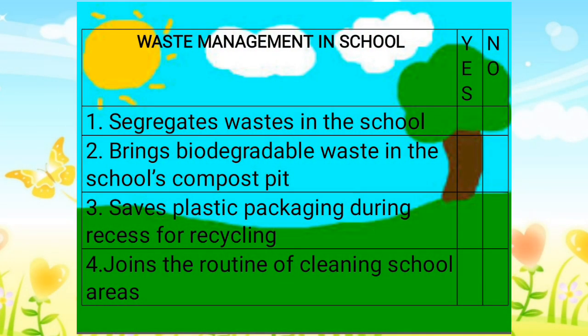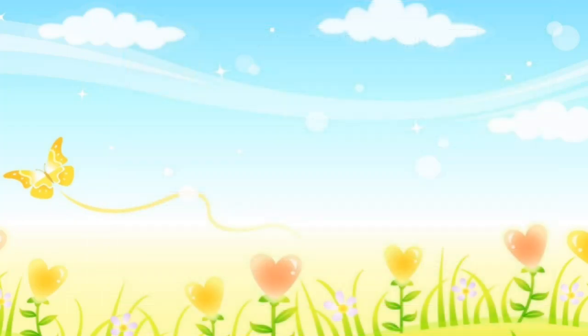Checklist for waste management in school. Number 1, segregates waste in the school. Number 2, brings biodegradable waste to the school's compost pit. Number 3, saves plastic packaging during recess for recycling. And number 4, joins the routine of cleaning school areas.